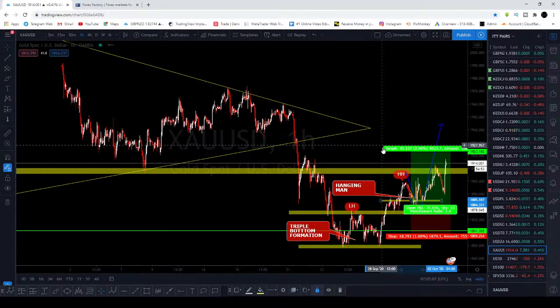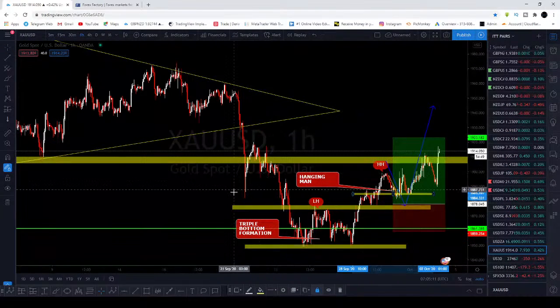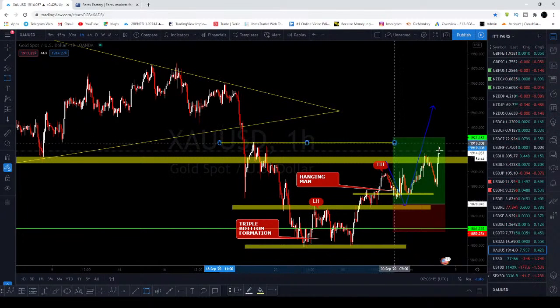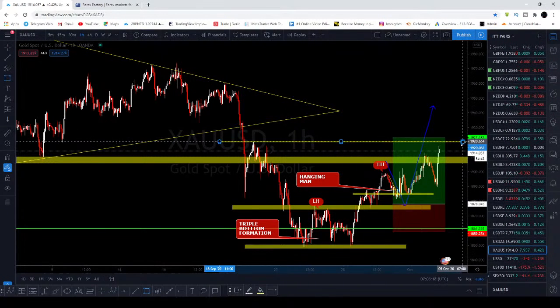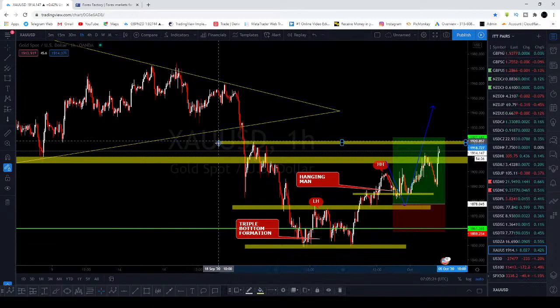So I'll be expecting this particular pair to continue buying. But first of all, we have to see another breakout of this, because that's kind of another resistance line.